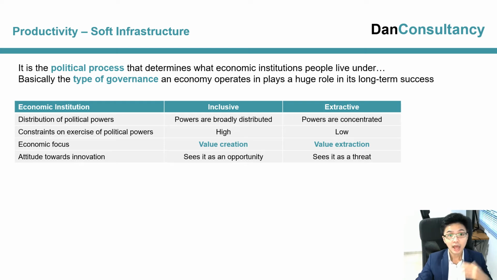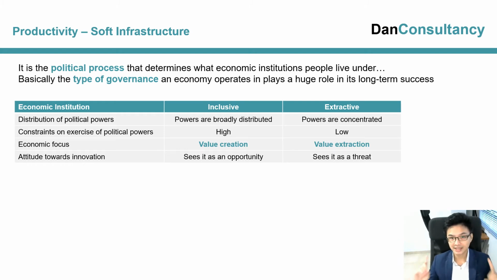On the other hand, extractive economic institutions are often the results of an extractive political institution, where power is concentrated in the hands of a few narrow elite. Okay? And an institution only has a few constraints on the exercise of such political powers. The focus of any given extractive economic institution is often on extracting the value that was created within the economy into the hands of the narrow elite, instead of value creation on an economic level.